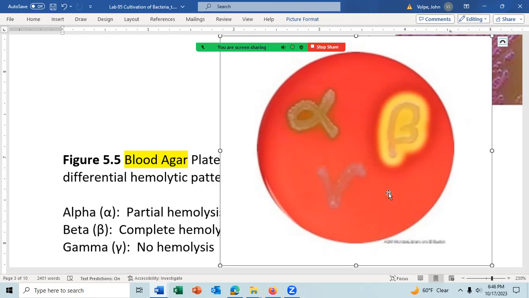You will note usually with beta hemolysis, you will have the beta hemolysis here, and then you'll have a ring of alpha hemolysis around the beta hemolysis. Any question about any of that?